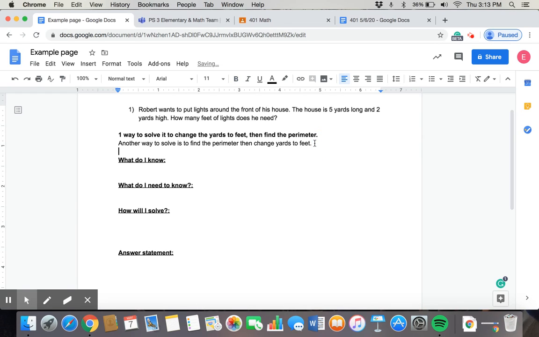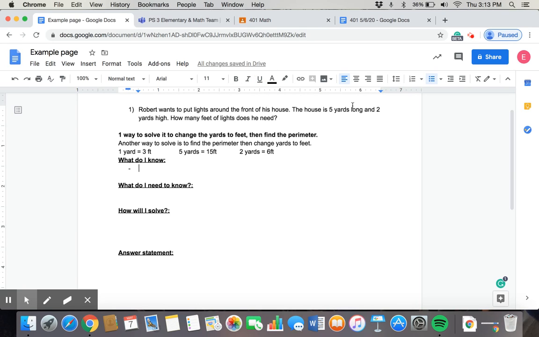So the first thing I'm going to do then is I know 1 yard equals 3 feet. So I know that 5 yards equals 15 feet. And I know this because I will multiply 5 times 3. I'll do the same thing for 2 yards. 2 yards, I multiply 2 times 3, I will get 6. So it will equal 6 feet. So now when I go down to what I know, I am not going to write yards. I already changed it to feet.